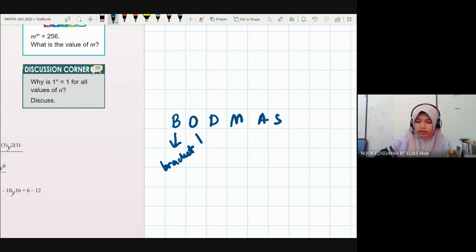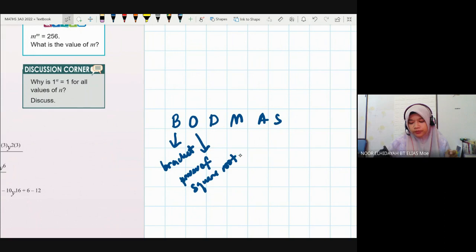Okay, and then O is off. Apa dia off? Power off ataupun square root of ataupun cube root of. Okay, D and M is division and multiplication. Okay, this one kena tengok which one come first. Kalau multiplication come first on the left, multiplication is on the left, so you have to solve the multiplication first. Okay, begitu juga untuk addition and subtraction. Kena tengok yang mana come first.